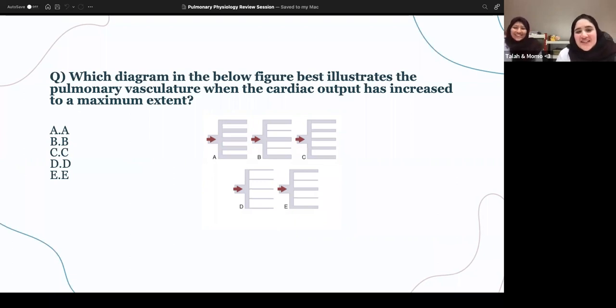Okay, good. So which diagram in the below figure best illustrates the pulmonary vasculature when the cardiac output has increased to maximum extent? Like, let's say the person is exercising. Which one would it be? Cardiac output causes distension and recruitment, so A. Yeah, that's correct. Everyone's saying A. That's an easy question. It is true, because we have recruitment and distension.